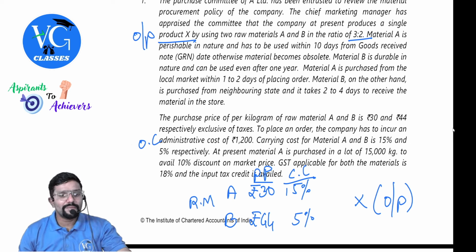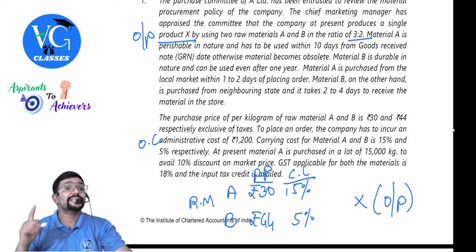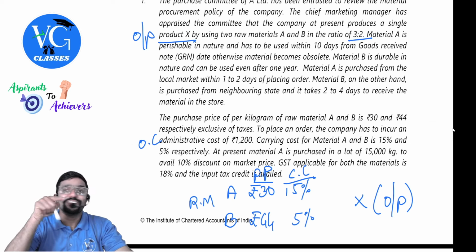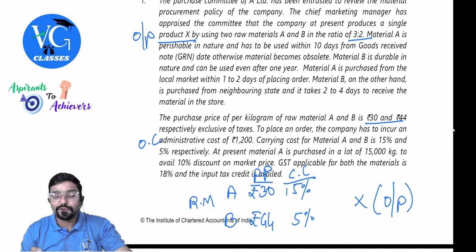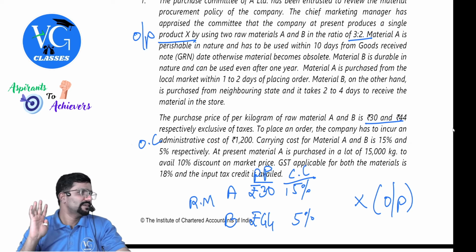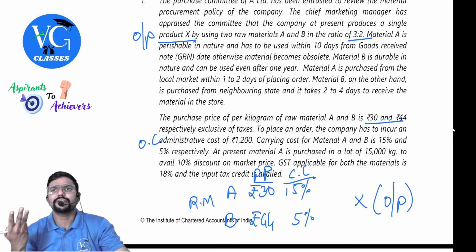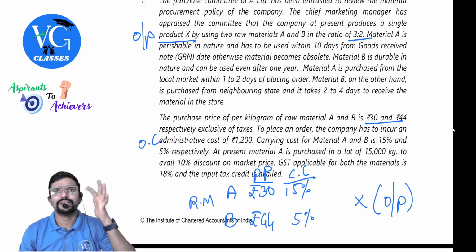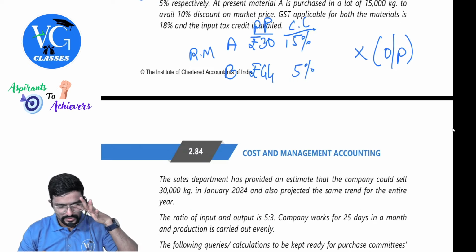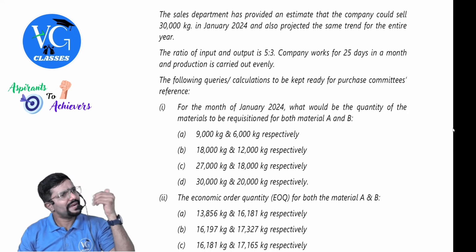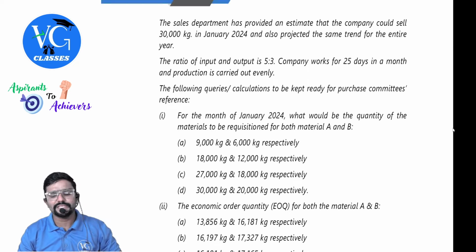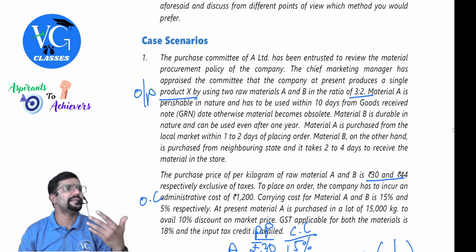GST applicable for both the materials is 18% and input tax credit is availed. Should we add it? No. They have told us 30 and 44 is exclusive of taxes. Should we add tax now? No. Anyway, we will get the credit. No need to add it to the purchase. Sir, what if credit is not available? Should we add 18%? Yes, whatever is the price now, 30 and 44, you have to add 18% to it.